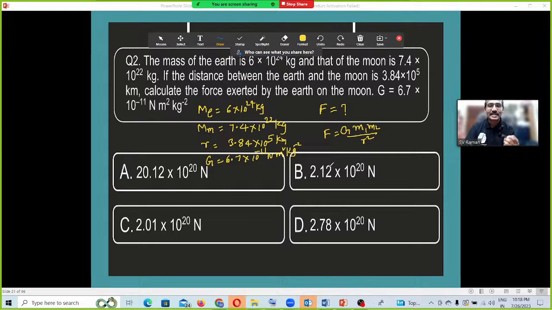Yes, exactly. Just substitute. F is equal to capital G, value 6.7 into 10 to the power of minus 11, into m1 m2 values: 6 into 10 power 24, that is m1, the mass of Earth, and m2, the mass of Moon, 7.4 into 10 power 22, by r square, which means 3.84 into 10 power 5 whole square.